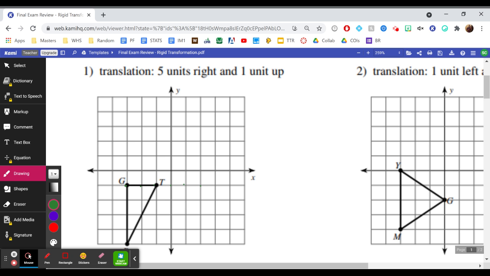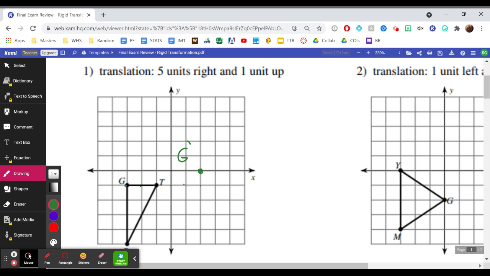1, 2, 3, 4, 5 to the right, and then 1 up. So it will be right here. So I'm going to label it G prime. It is important to remember to put the prime, the little apostrophe on top of the letter. Some of you tend to forget to do that. And that's important because that's how we differentiate between the image and the pre-image.